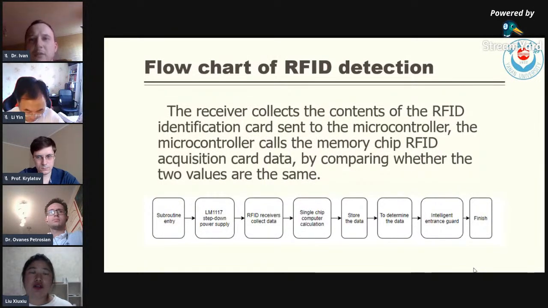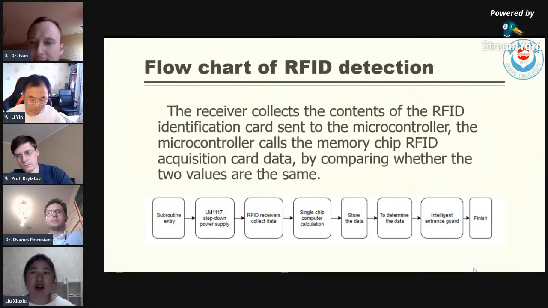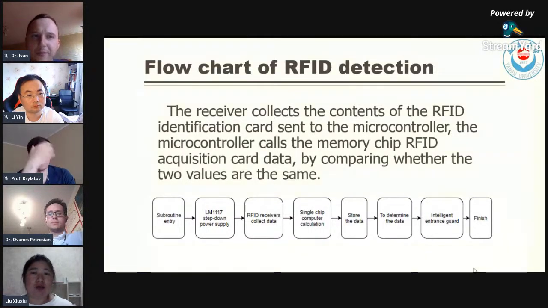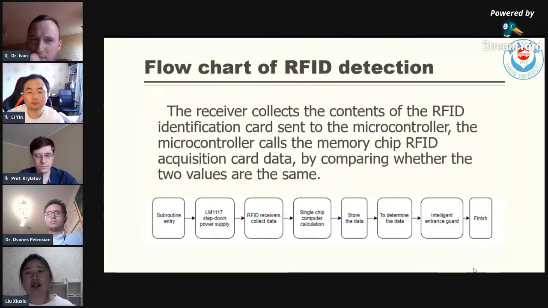Flow chart of RFID detection. When the entire microcontroller starts to work, first the LM1117 buck module transforms 5-volt voltage into 3.3-volt voltage to power the RFID receiver, and then the receiver collects the contacts of the RFID identification card and sends them to the microcontroller. The microcontroller calls the memory chip RFID acquisition card data by comparing whether the two values are the same. This enables intelligent access control.